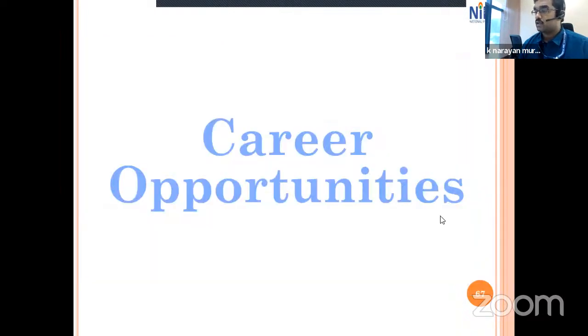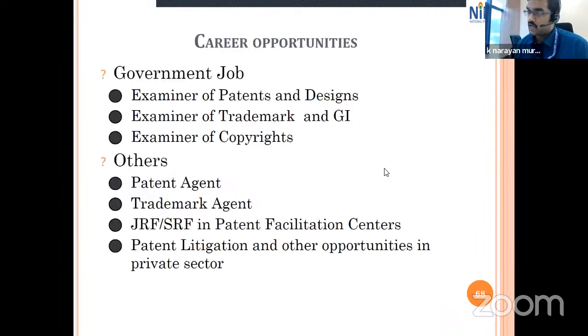Okay, so some of the career opportunities. This is one of the important slides, I would feel. If you want to come to the government sector, you can apply for examiner of patents and designs. The application is still going on, and the date has not yet ended. This time it is conducted by the Quality Council of India.